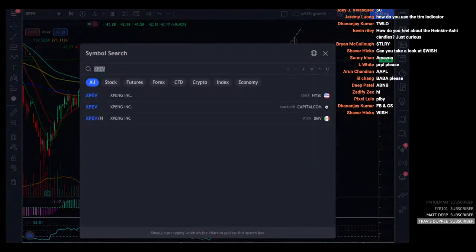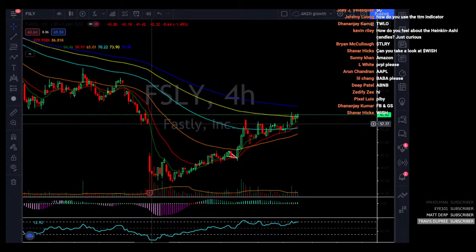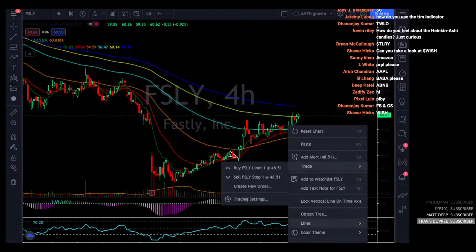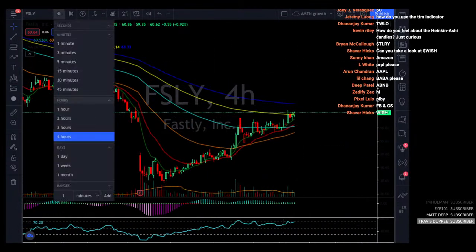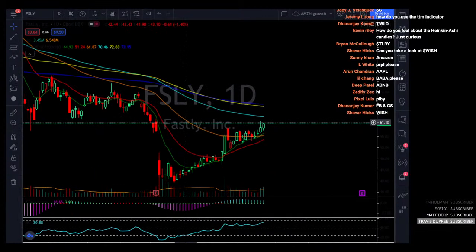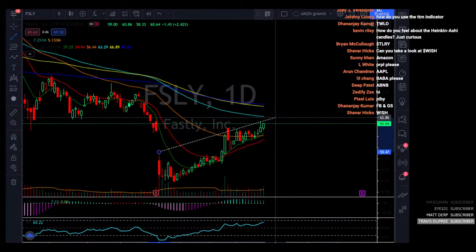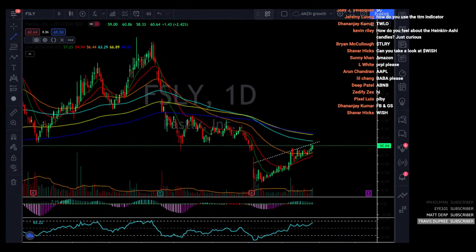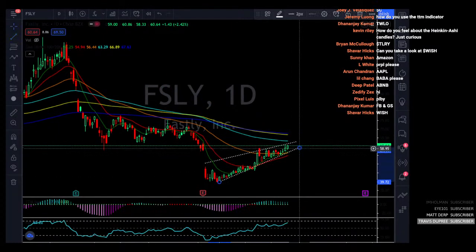FSLY, let's take a look. Alright, so it looks like FSLY has filled the gap over here. We are consolidating right now above the 9 EMA. Let's take a look. That is interesting. Let me take a quick look. It looks like we are sort of forming something. Let me turn off volume so I can see the wicks. That's interesting.